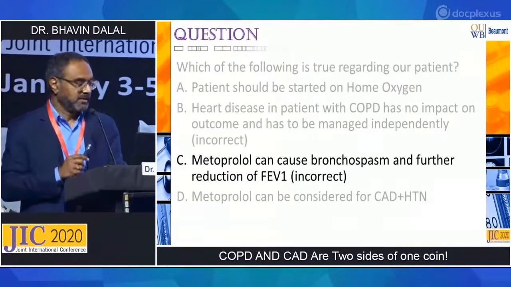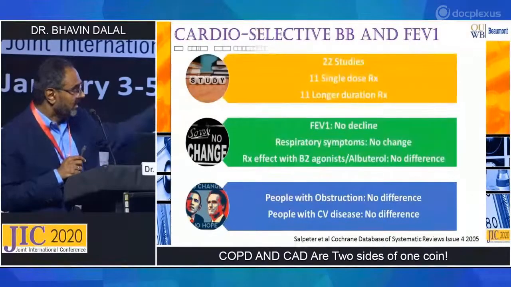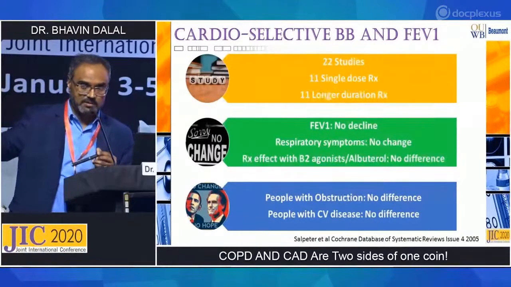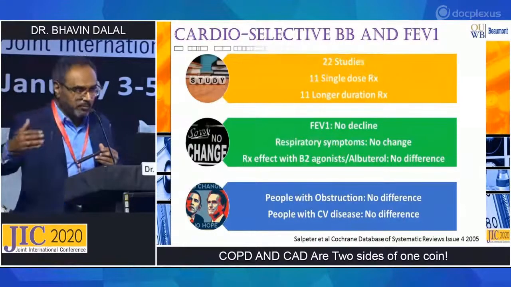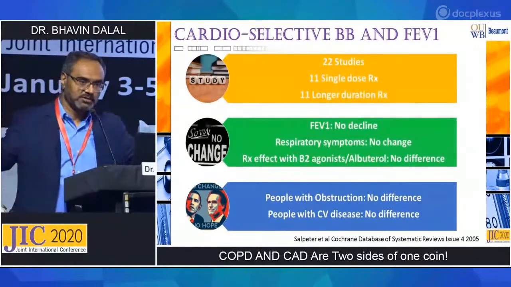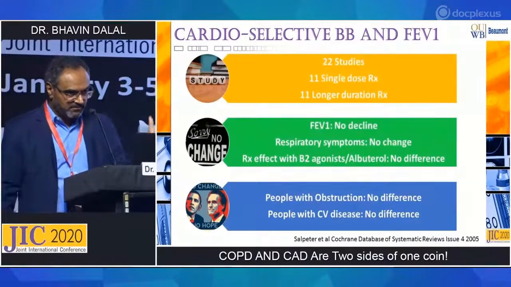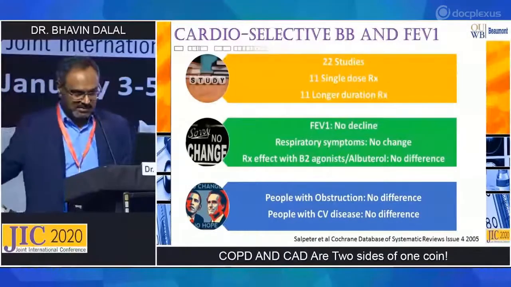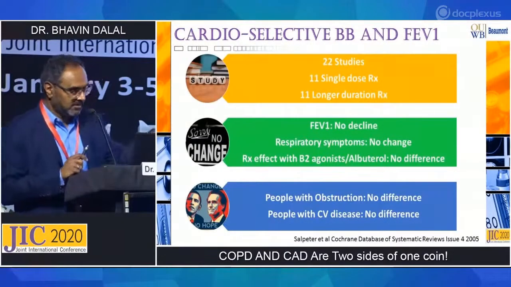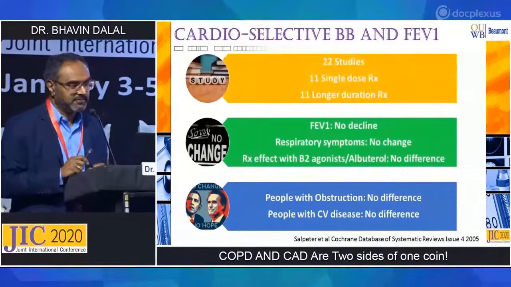So let me show you the very interesting data. This was actually a meta-analysis of almost 22 studies. 11 studies checked the effect of metoprolol or the cardioselective beta blocker as a one dose, pre and post FEV1. And another 11 studies checked the effect of long-standing beta blocker up to 8 to 12 weeks. So people got a PFT before beta blocker, people got a PFT after beta blocker. And what did they find in the meta-analysis? That FEV1 does not go down, very important part. There was absolutely no significant reduction in the FEV1.